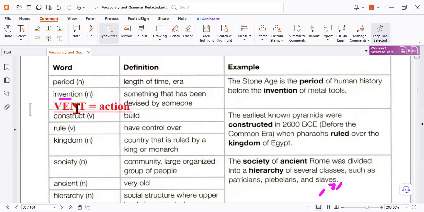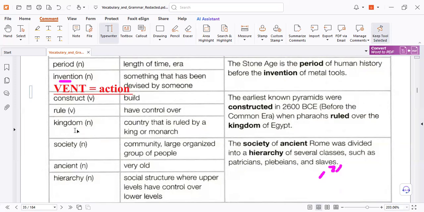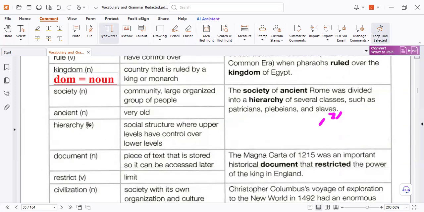Any word that has VNT, we're talking about action. So in vent, you get something. So something has been done, something has been devised. Here, OM refers to a noun, just like a suffix. That is correct.